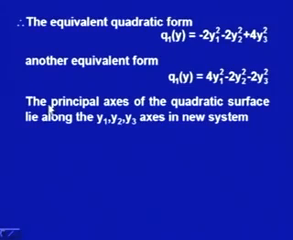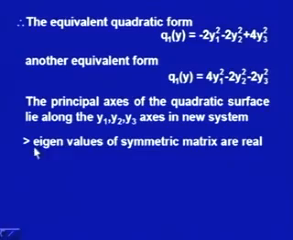Now, we call this theorem the principal axis theorem because y1, y2, y3 are actually the principal axes of the quadratic surface, and these axes lie along the y1, y2, y3 axes in the new system. That is the reason we say this form is a standard form, and the theorem changes our coordinate axes to the corresponding principal axes, and that is why we call it the principal axis theorem.